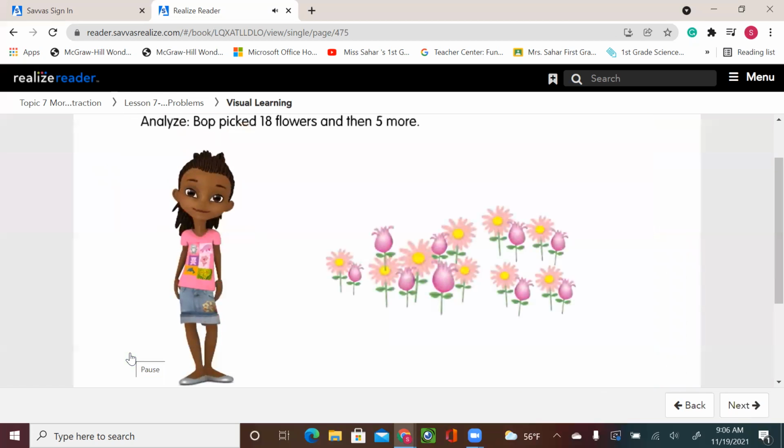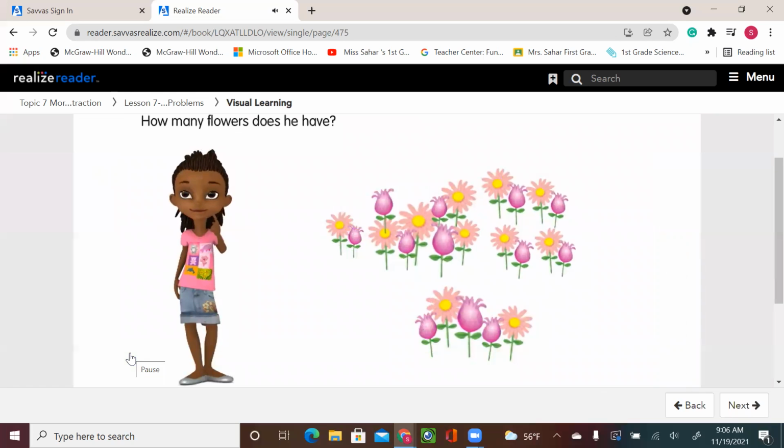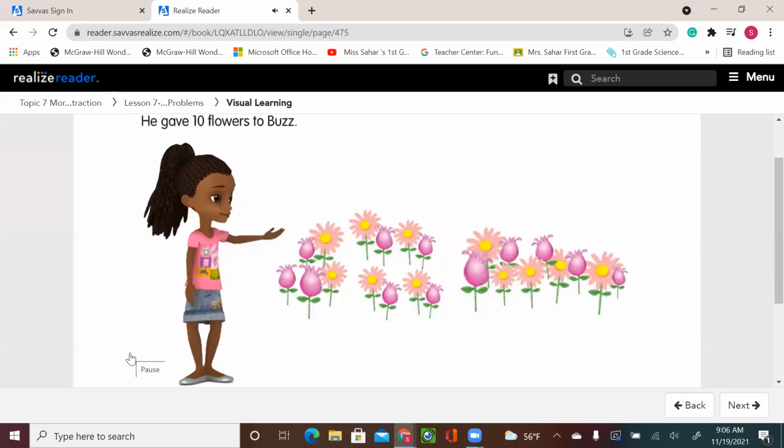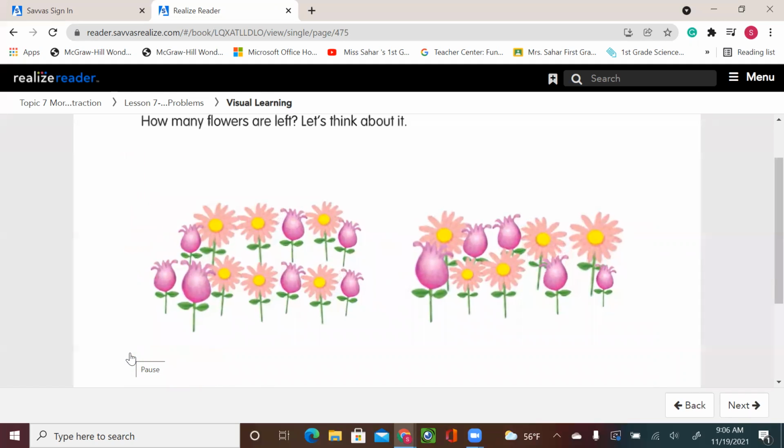Analyze. Bob picked 18 flowers and then 5 more. How many flowers does he have? He gave 10 flowers to Buzz. How many flowers are left? Let's think about it. This problem has a hidden question that you need to solve first. What is the hidden question you need to answer first?